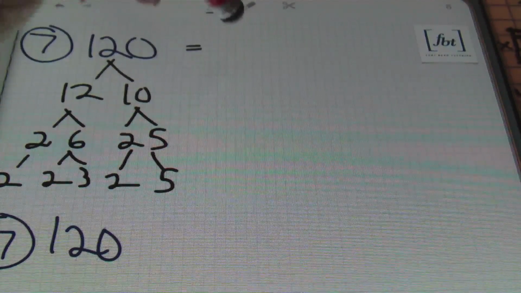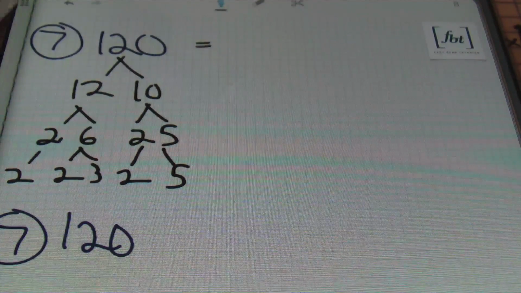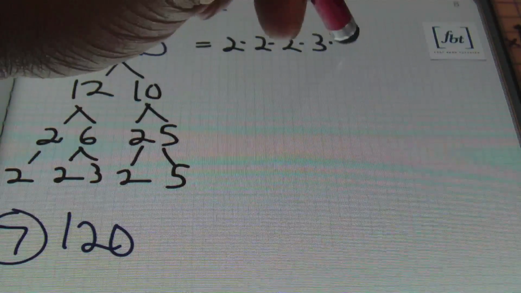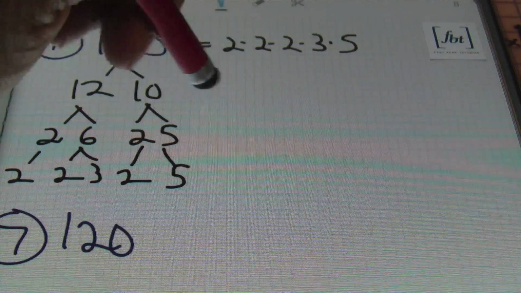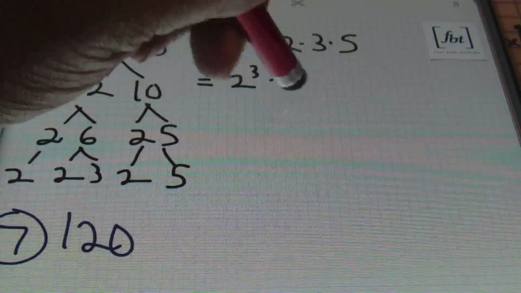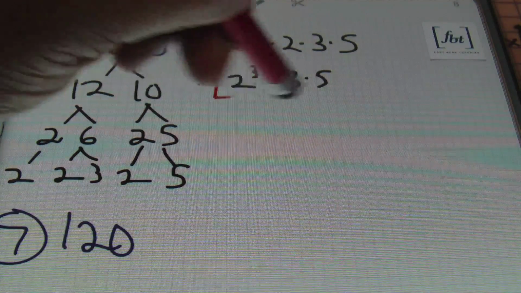So my prime factorization, if I write these in ascending order here, is going to be 2 times 2 times 2 times 3 times 5. And then writing this in exponential notation, I'll have 2 to the 3rd power times 3 times 5, and that's the answer. That's it.